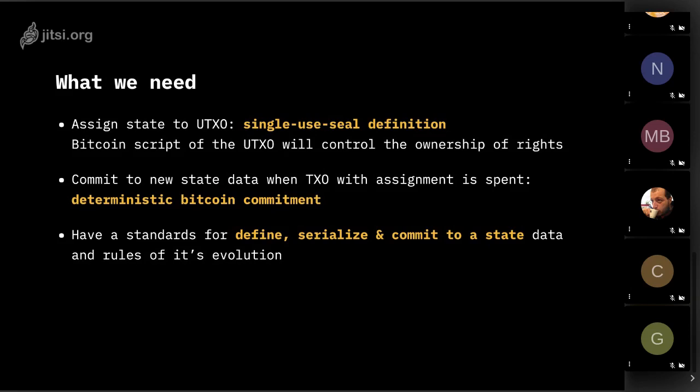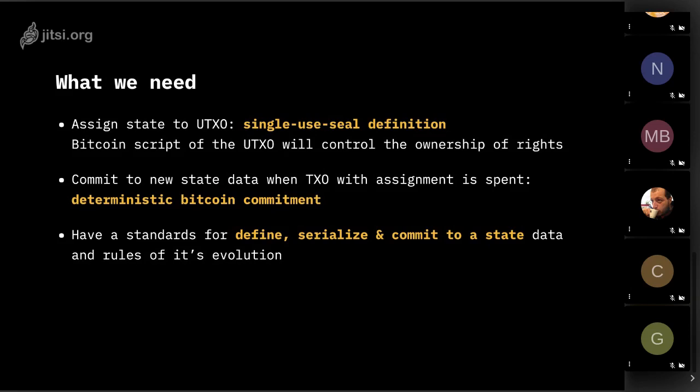Okay, so for doing such a system as RGB, for doing all this digital rights management with RGB that we've been discussing, first of all, we will need the ability to assign state to a specific unspent transaction output. And we do that with a single-use seal definition. So RGB consists of a set of technologies, and to disassemble RGB into simple parts, I define these technologies. The first of those technologies is single-use seals.